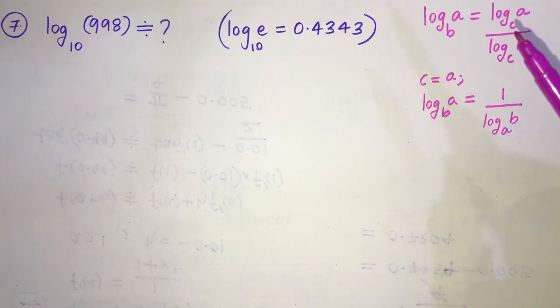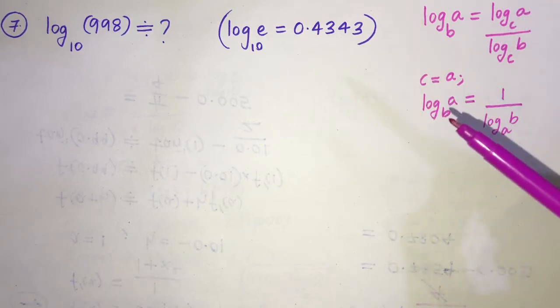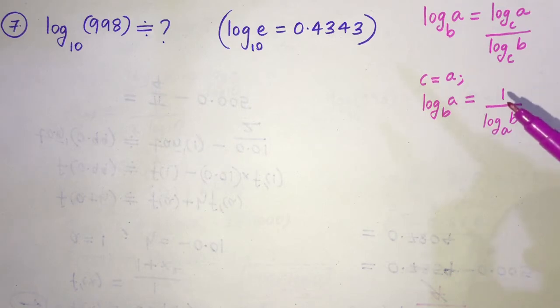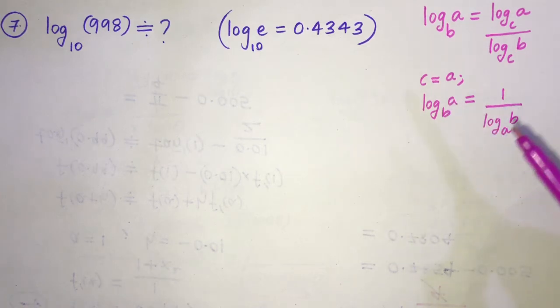Instead of c, we can put a. We get log a to the base a as 1. So log of a to the base b is log of a to the base a, which is 1 upon log of b to the base a. Here log a to the base a becomes 1. Okay, so this is what you will be needing.